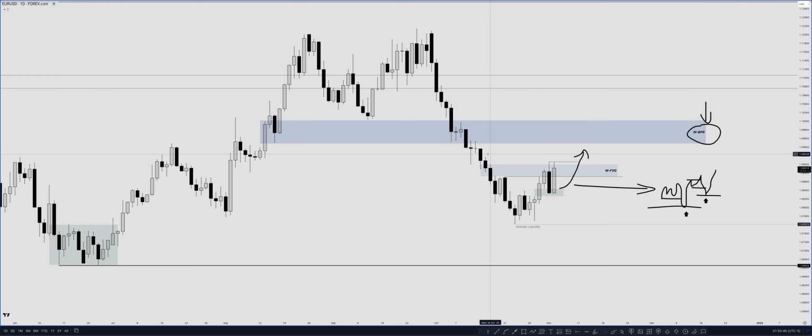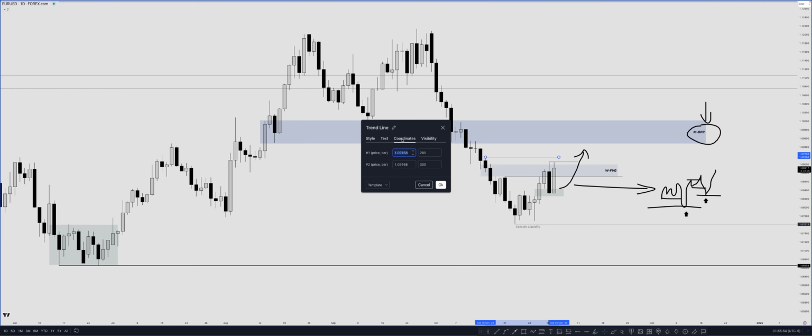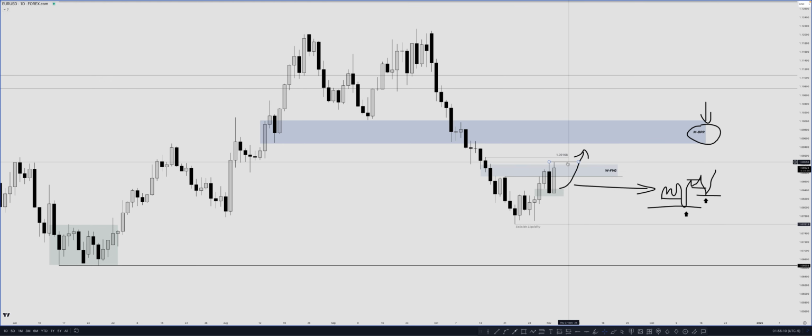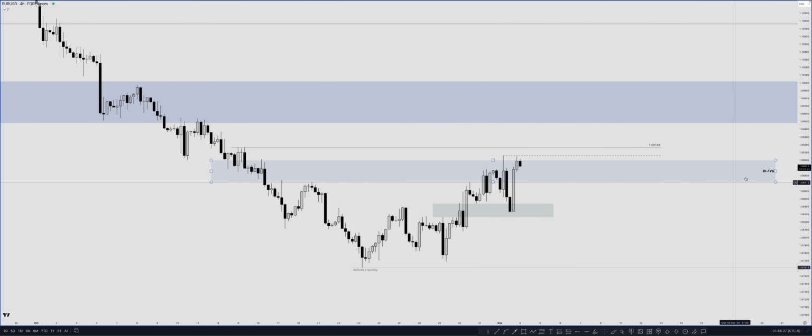Next area from the daily timeframe point of view being this fair value gap low right here. So that's that. I think everything should be pretty clear when it comes to the higher timeframes. Let me delete all of these drawings here. Let's now drop to the lower timeframes.